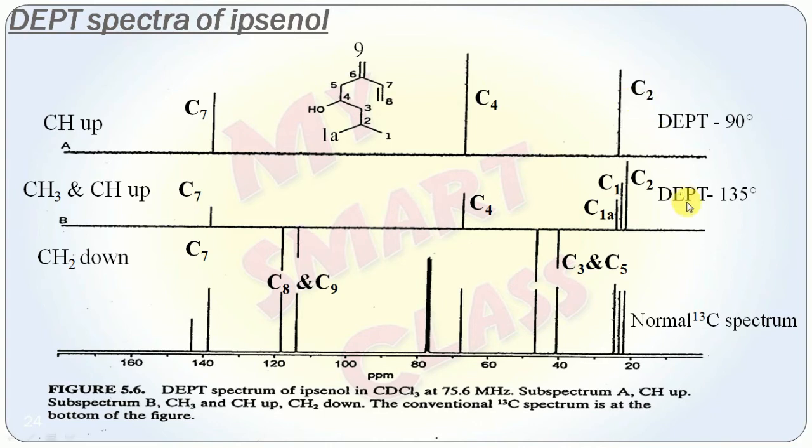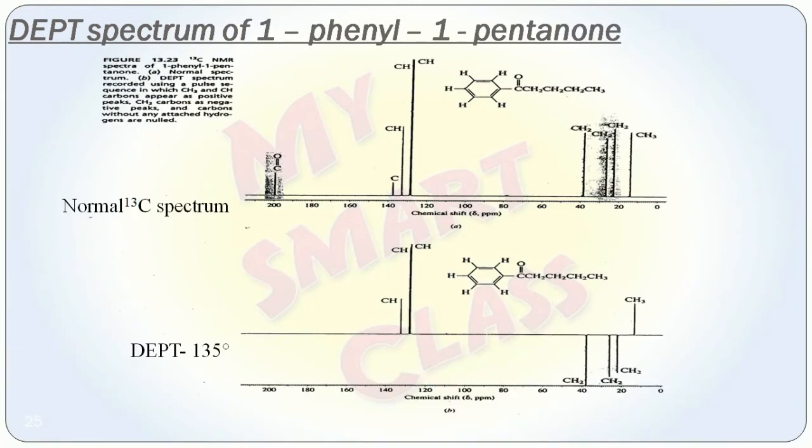Now, comparing DEPT 90 and DEPT 135, the difference of the signals of DEPT 135 minus DEPT 90 will give you the number of methyl groups. So now you have quaternary carbons and methyl groups. DEPT 90 itself shows the CH, so you have the number of CH. The difference of 135 and 90 will give you the value of CH3, and the downward signal shows the CH2. In this way you can find out primary, secondary, tertiary and quaternary carbon.